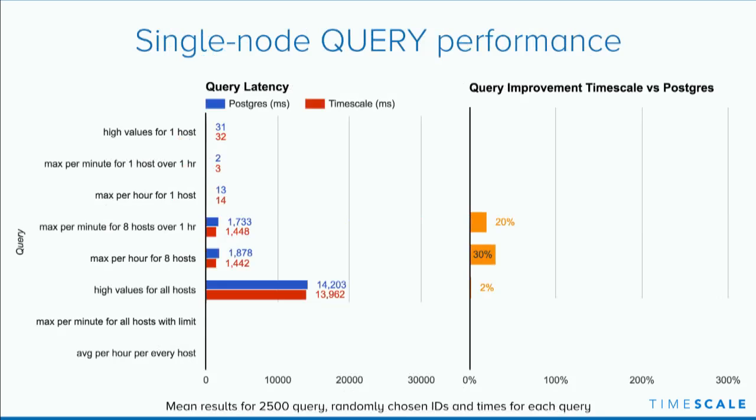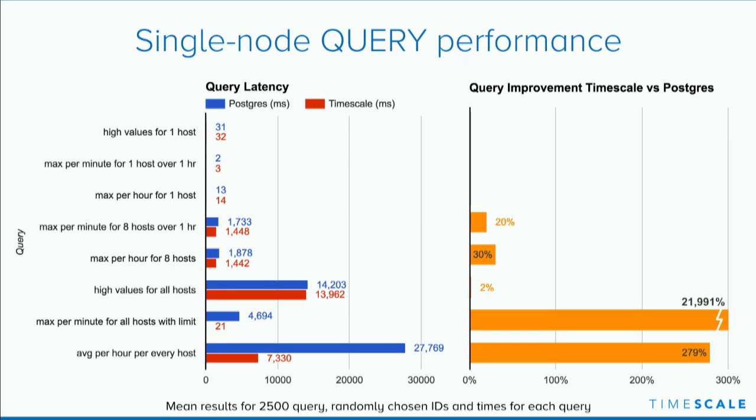You also get some query performance improvements. For most types of queries, we're essentially about the same as a relational database, or a little bit faster. But for some others, we're actually quite a bit faster, and in fact, we're so much faster here that it doesn't even fit on the graph.